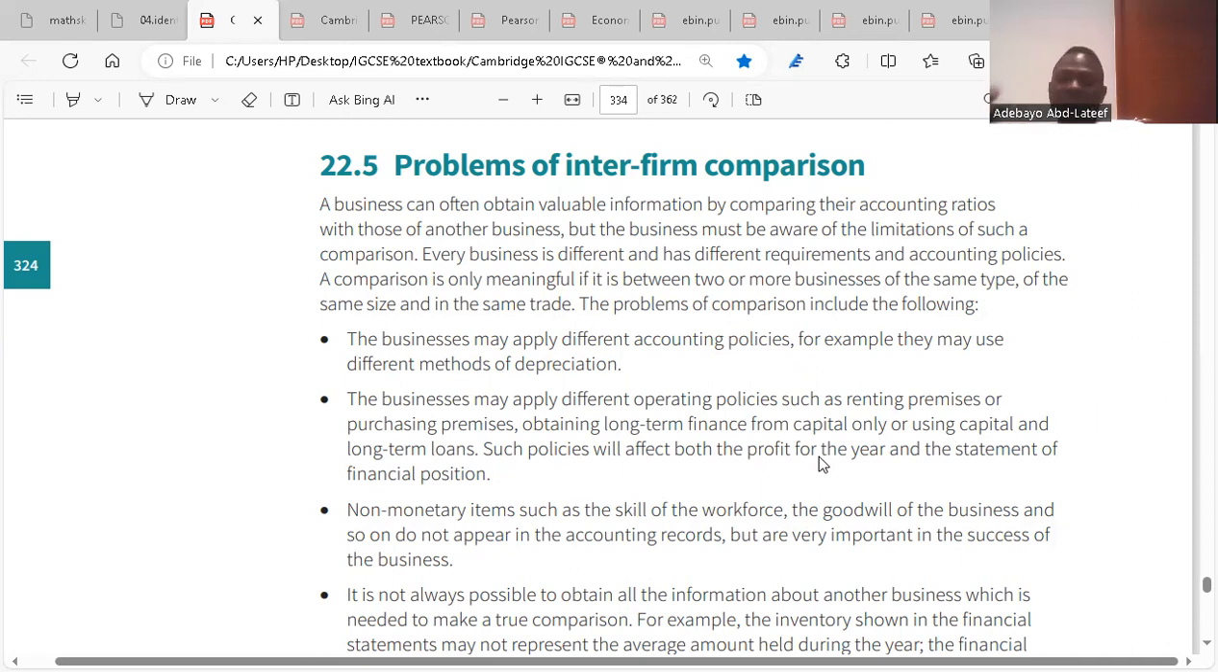So what are the problems we can encounter? Number one, the business may apply different accounting policies. For example, they may use different methods of depreciation. Business A might be using the straight line method for depreciation, business B might be using the reducing balance method or revaluation. So that means they won't get the same answers.